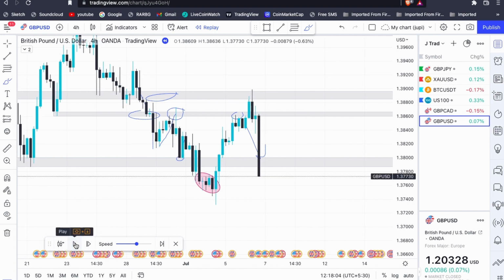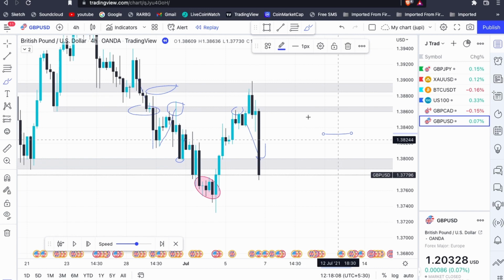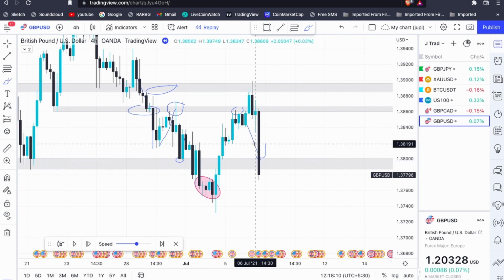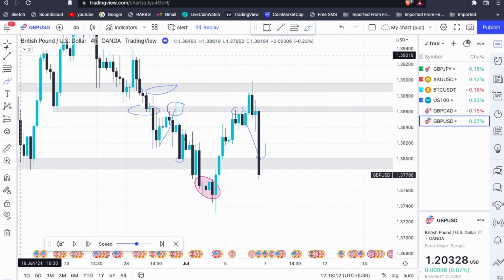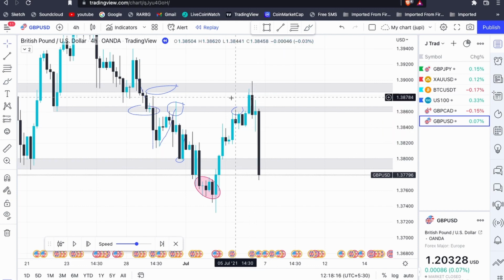Okay, what happened here? Let's see. Oh my god, that's a huge candle, right? That's a huge candle. So what happened here is, look, it went up, this green candle closed above this area.